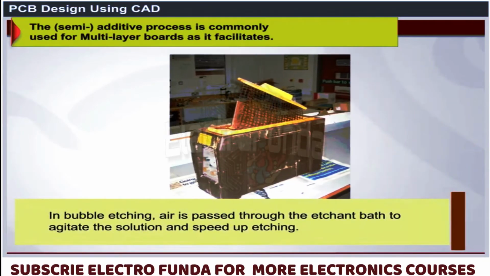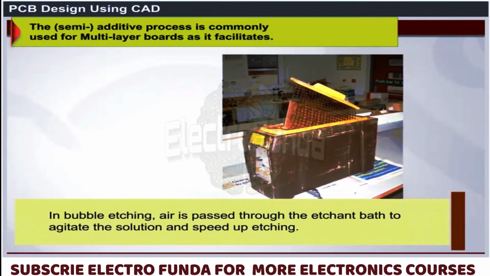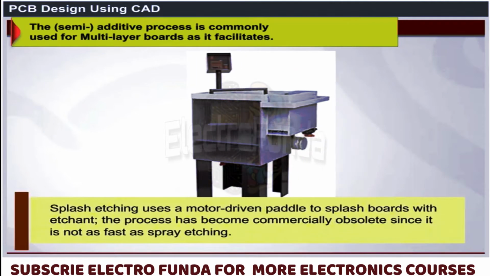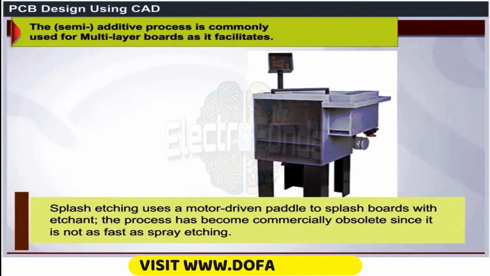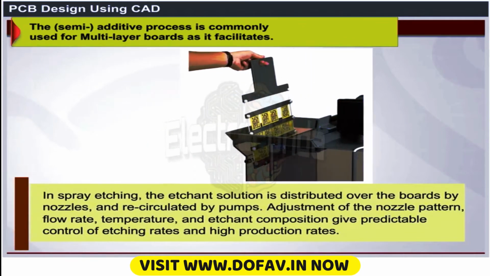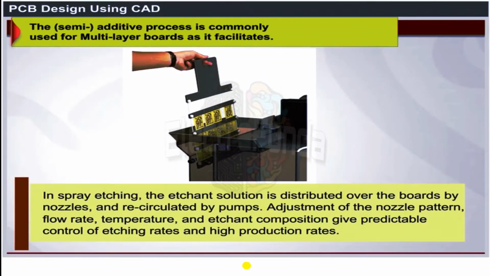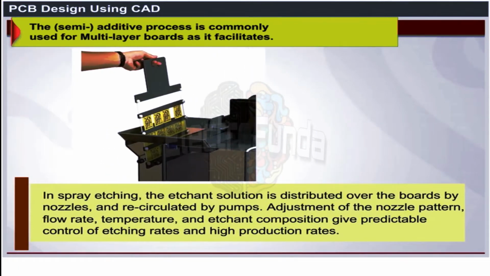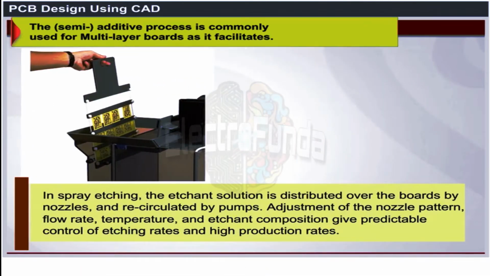In bubble etching, air is passed through the etching bath to agitate the solution and speed up etching. Splash etching uses a motor-driven paddle to splash boards with etchant. The process has become commercially obsolete since it is not as fast as spray etching. In spray etching, the etchant solution is dispersed over the boards by nozzles and recirculated by pumps. Adjustment of nozzle pattern, flow rate, temperature, and etchant composition gives predictable control of etching rates and high production rates.